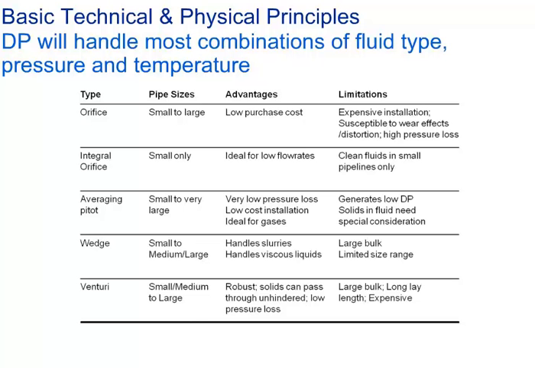In conclusion, we can say that DP flow devices will measure most combinations of fluid type, process pressure, and working temperature.